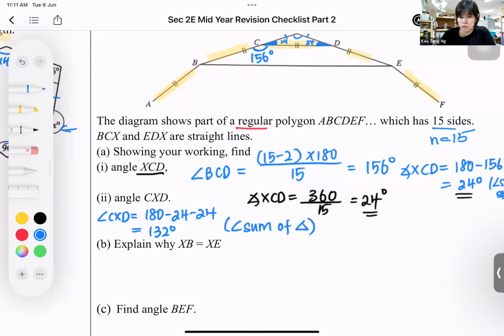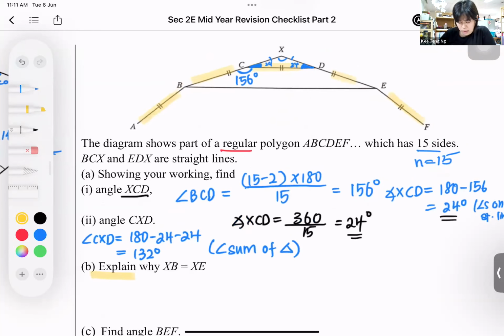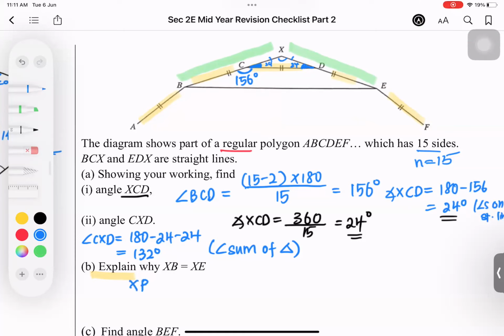Next part, explain why XB is equal to XE. What is XB made up of? To you it's like, sure, obviously it's the same, right? But what is XB made up of? How do you show that they are equal? Yeah, two equal sides, one long base. Can you give me the labeling? Which one plus which one?